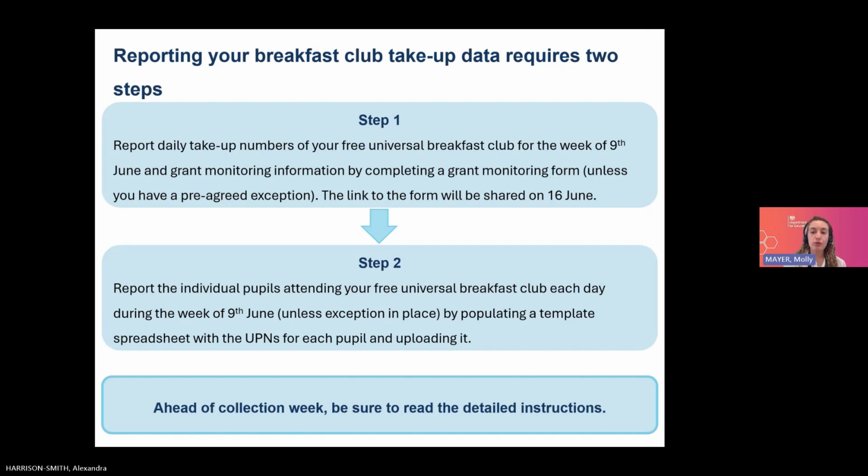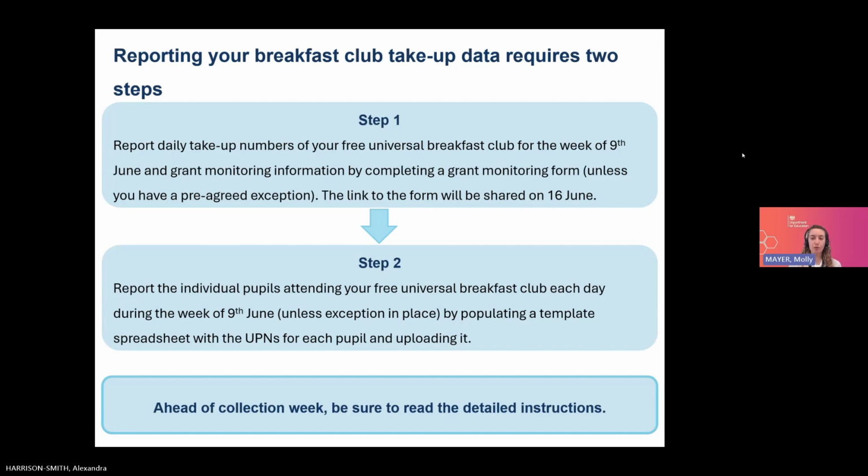Step 1 is to report the daily take-up numbers of your free Universal Breakfast Club for the week of June 9th, and grant monitoring information by completing the grant monitoring form, which we'll watch a video on in one moment. And then step 2 is to report the individual pupils attending your free Universal Club each day during the week of June 9th by populating a template spreadsheet with the unique pupil numbers for each pupil and uploading it. And both forms will be open from June 16th to July 4th.